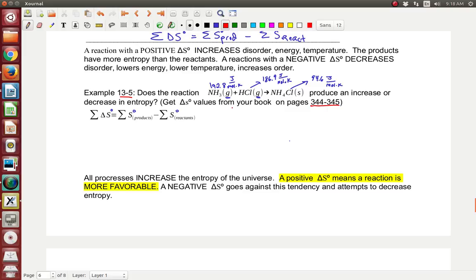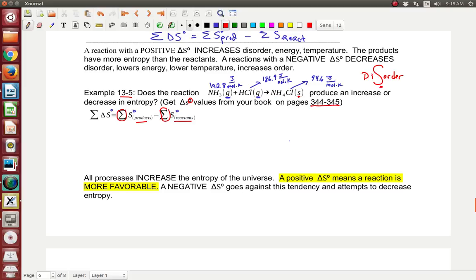So what we're going to do is calculate the delta S. And remember, this is at standard state. So the delta S values you're going to get from your book on these pages. This is entropy. Entropy is disorder. I like to write it like that, so that you can remember that the S stands for entropy. To calculate entropy, it's just the sum of the entropy of the products minus the sum of the entropy of the reactants.